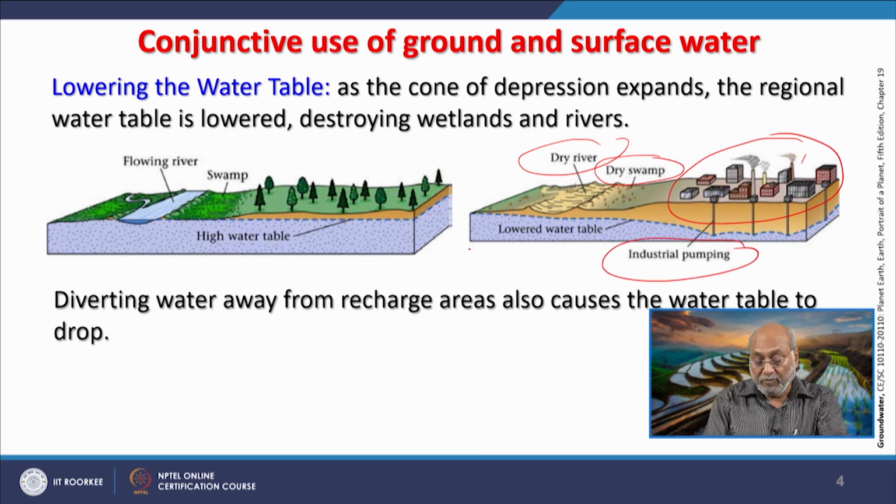for industrial purposes. And what happened? Our water table has gone down. That means now, at places as mentioned, we are exploiting water which is 10,000 years old. So, this is going to create big problems at several places unless we recharge our areas. Diverting water away from recharge areas also causes the water table to drop.